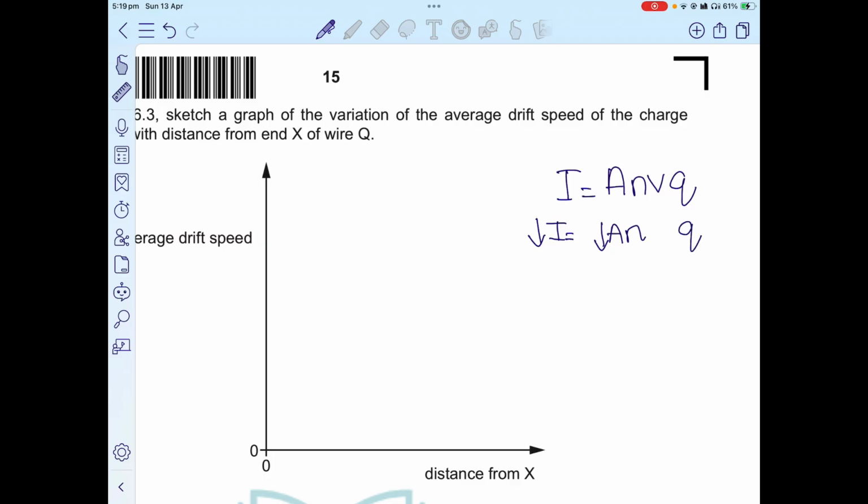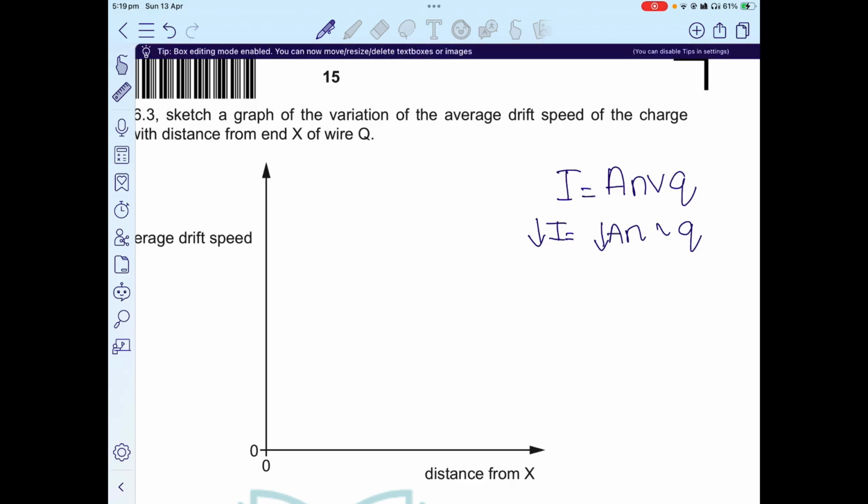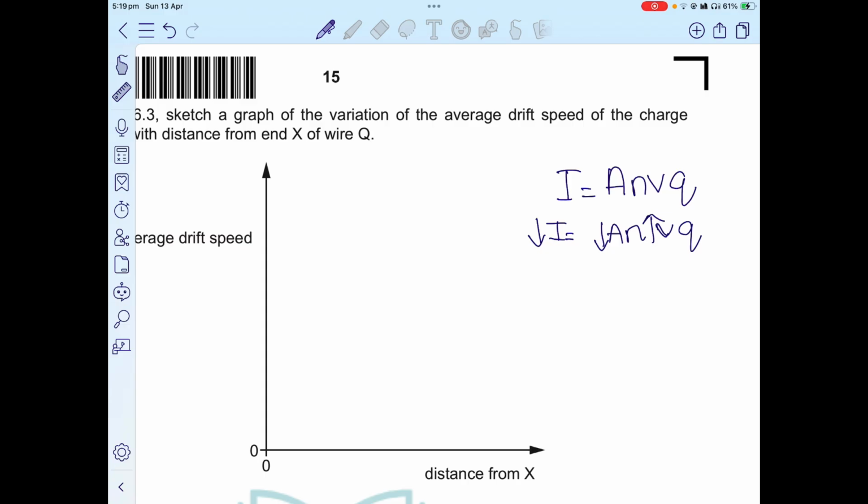So if I is decreasing and A is decreasing, if you want to maintain n and q as constant, v must actually increase, right? Because we want to balance the equation. If one thing is decreasing, the other is decreasing, so one must increase in order to ensure that n and q remain constant. Therefore, the graph will have a positive gradient.